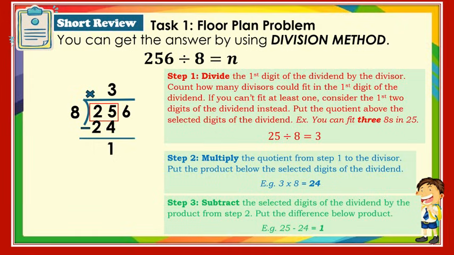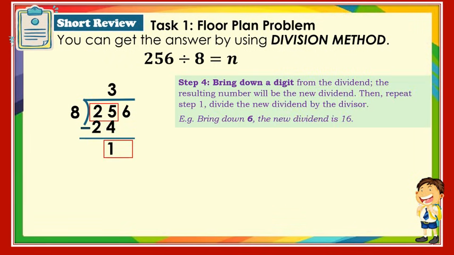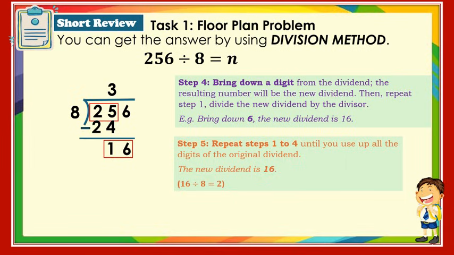Let's continue the process of dividing. Step 4, bring down a digit from the dividend. The resulting number will be the new dividend. Then repeat step 1, divide the new dividend by the divisor. So in our case, we'll bring down 6, and that becomes 16. That is our new dividend. Step 5, repeat steps 1 to 4 until you use up all the digits of the original dividend.